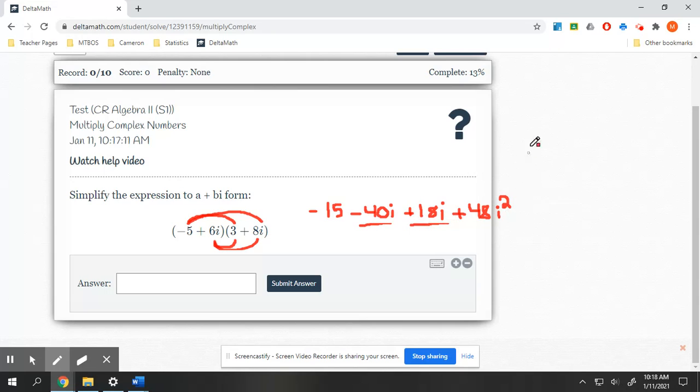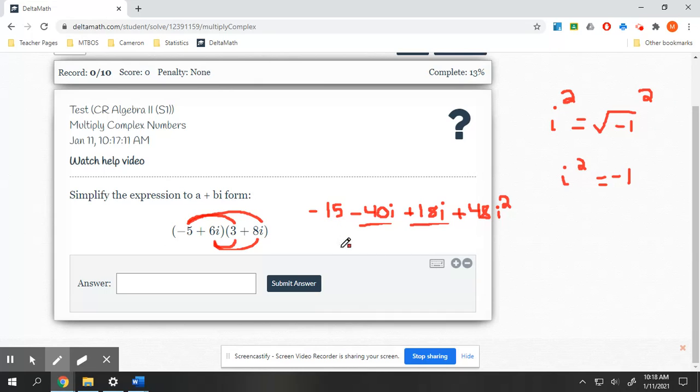But I want to talk about this i squared here. We know that i is equal to the square root of negative 1. Now, if I square that, well, i squared is going to be equal to negative 1. Square root and a square are inverse operations. Those undo each other. So that is going to be equal to negative 1.